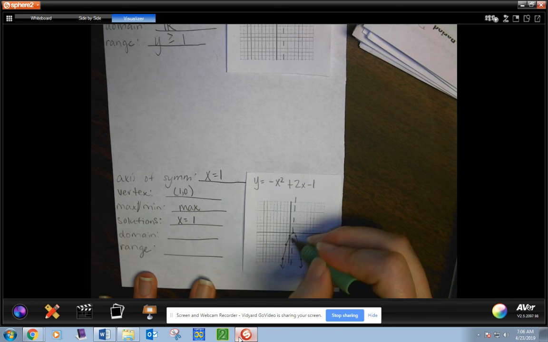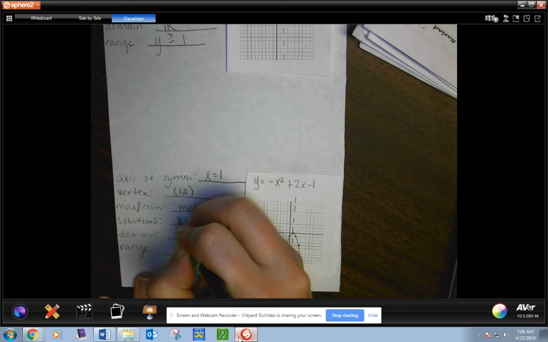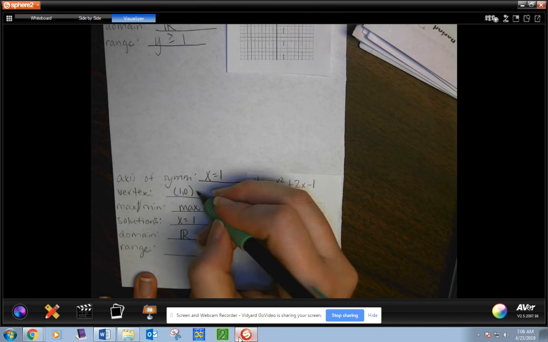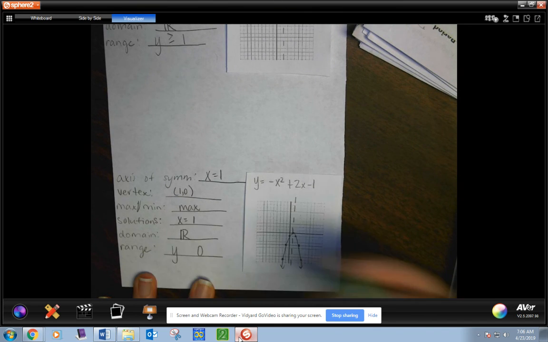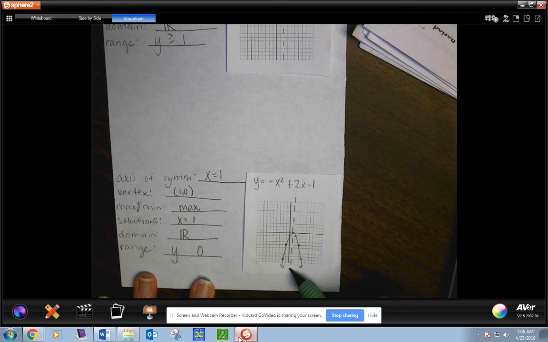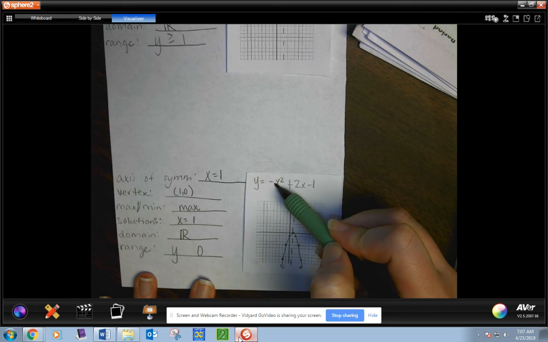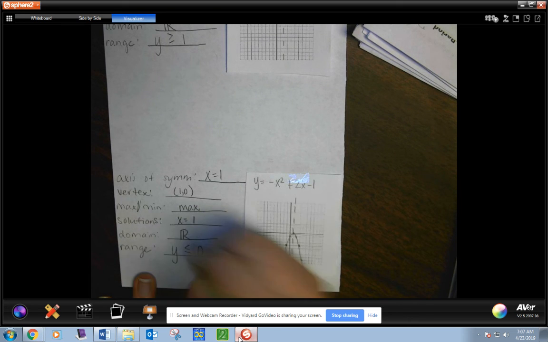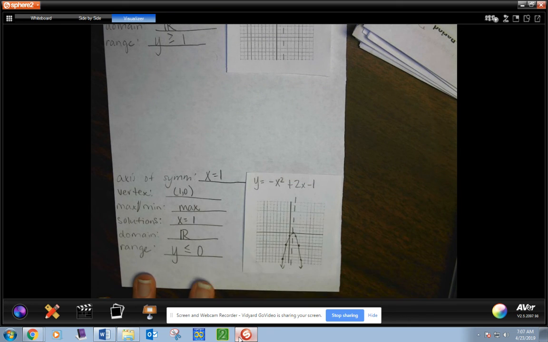Okay, the domain, it goes left forever and it goes right forever. So I put all real numbers, and my range, I pull the y from my vertex. So y, I pull 0. Now you can look to see which way the graph is going, or you can look at your leading coefficient. All right, my leading coefficient is a negative, so that tells me less than or equal to, which I'm going to check and make sure my graph is going down, which it is.